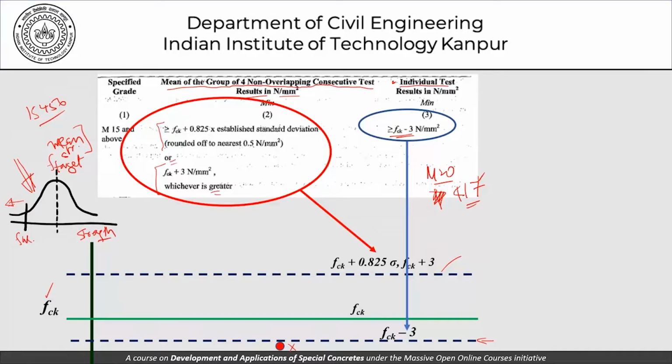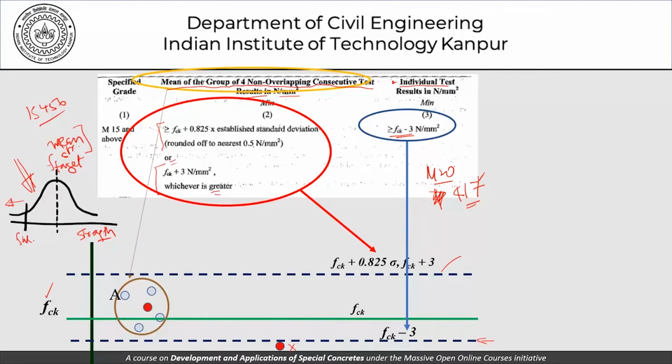So all these 4 samples are meeting this clause here. So they are all above the FCK minus 3 line, and we are trying to examine the acceptability of these 4 samples with this clause. So what it says is that the mean of these 4. So the mean of a group of 4 non-overlapping consecutive samples, and this is the mean. So this mean should be greater than the greater of the 2.